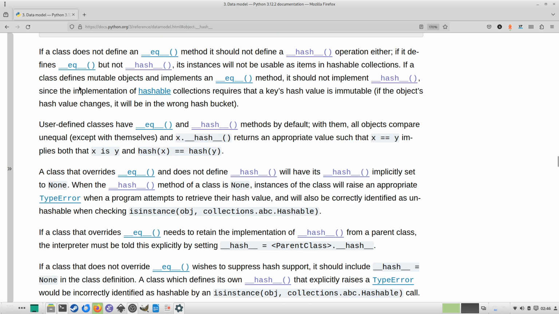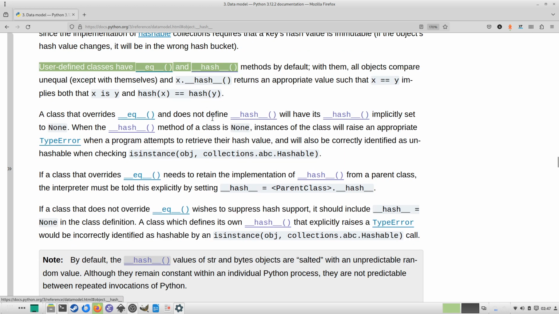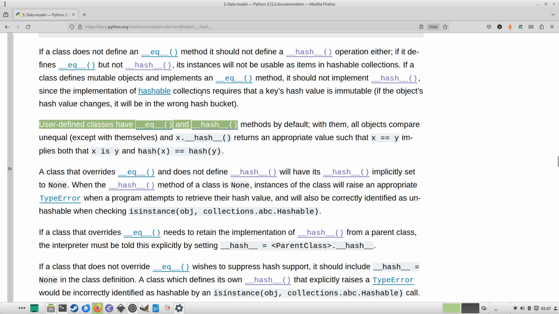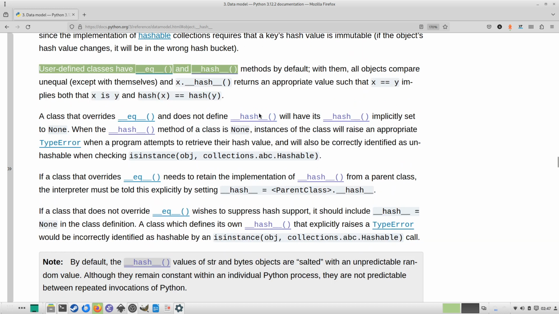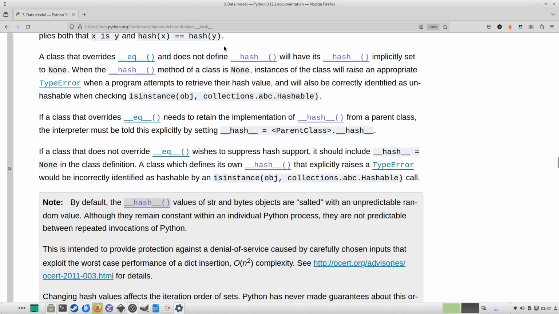So the key point here is that user-defined classes have equality and hash methods by default. This is a very key point given here. Also, if there is something mutable in the class and it implements the equal method, then you should not implement hash. So these are the key points which we can take from here. A class that overrides equality and does not define hash will have its hash implicitly set to None.